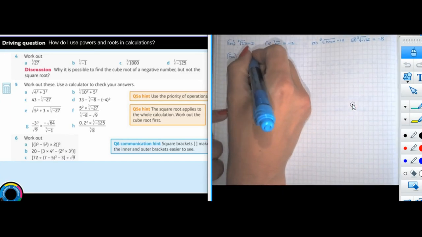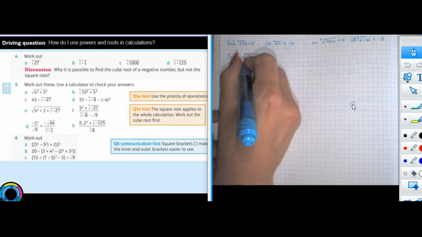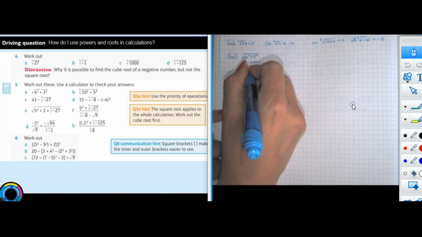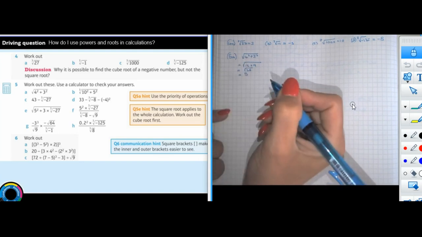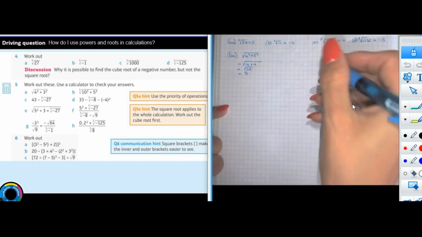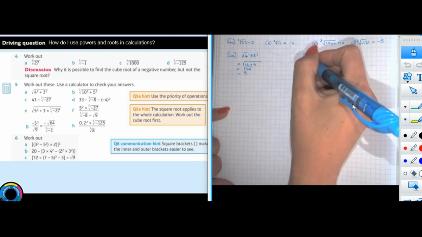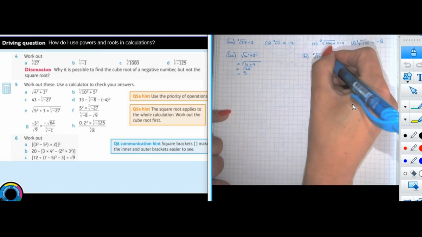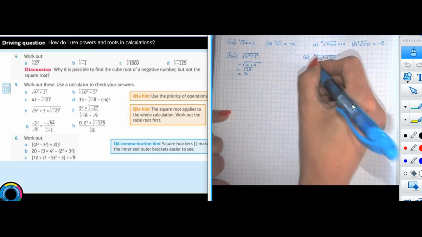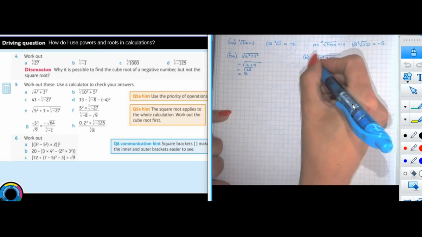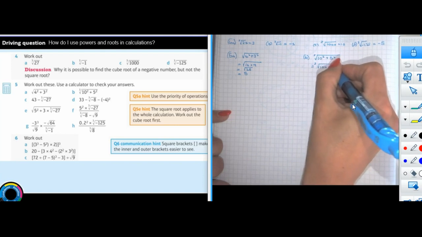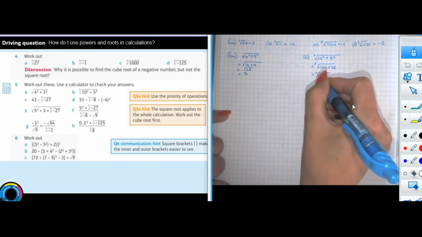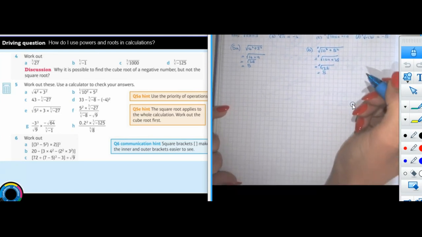Square root of 4 squared plus 3 squared. 4 squared is 16 and 3 squared is 9. 16 plus 9 is 25. And the square root of 25 is 5. Part B. The cube root of 10 squared plus 5 squared is the same as the cube root of 100 plus 25, which is the cube root of 125, which is 5.